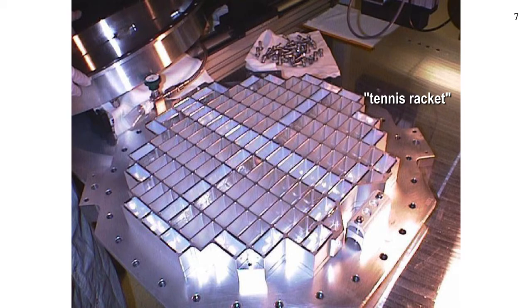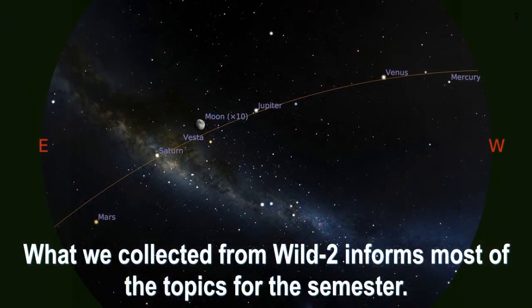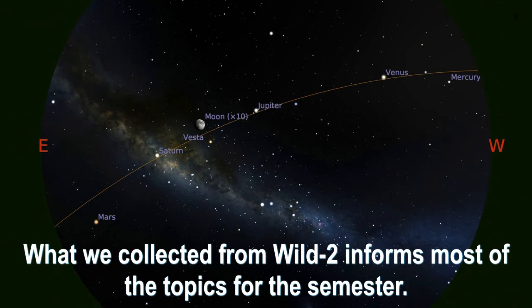So all the things that we collected from Wild 2 informs most of the topics for this semester. All right, so these, the nuclear and chemical composition of the planets and comets and asteroids and stuff, we're going to be talking about it all the time, even out to the last week of the semester, all right? Because it's always going to be a subtext of pretty much everything that we talk about.